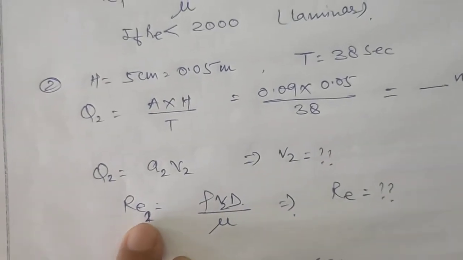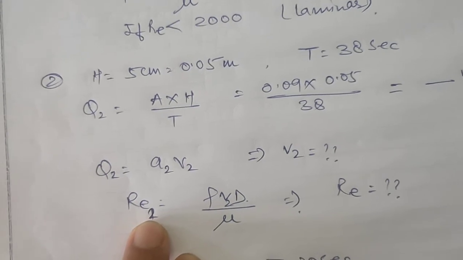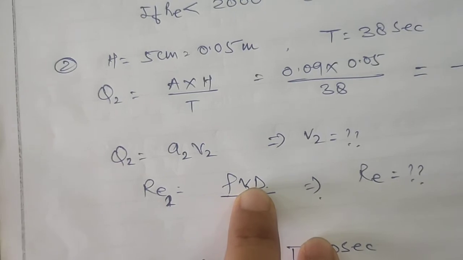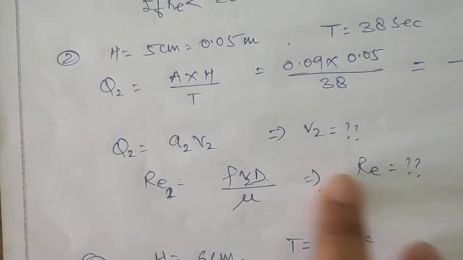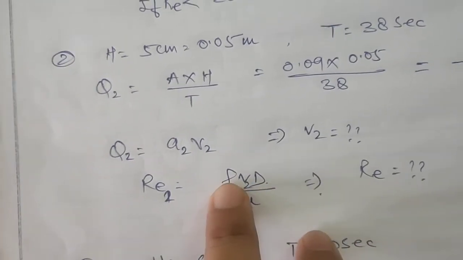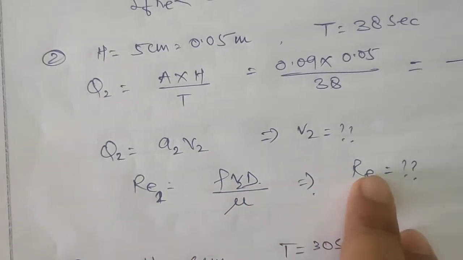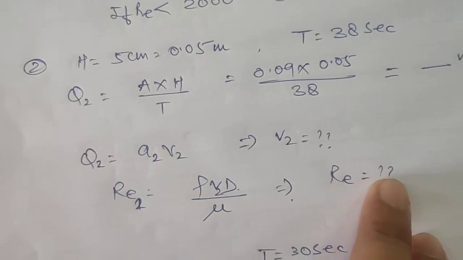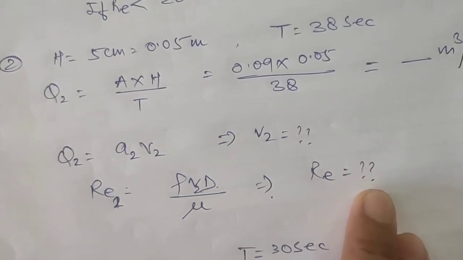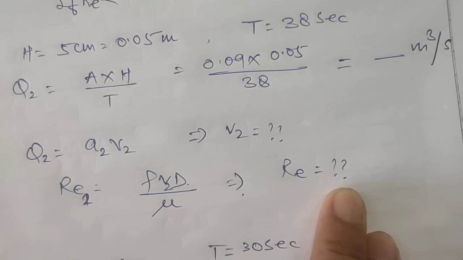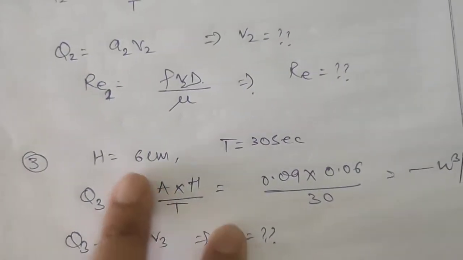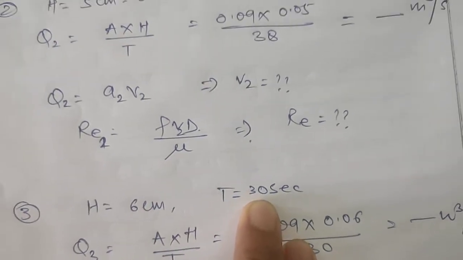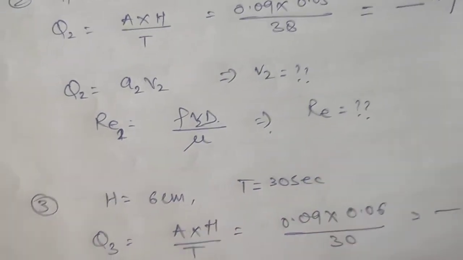And with the help of the Reynolds number formula, Re equals to rho V d by mu, because this is the second calculation, put the value of V2 in this Reynolds number, because density, diameter and viscosity are same. So we can calculate the Reynolds number for this flow. And once the Reynolds number is calculated, you can also classify whether it is laminar flow, turbulent flow or transition flow. Similarly, the third reading is the height inside the tank is 6 centimeter and the time taken to reach this height is 30 seconds.